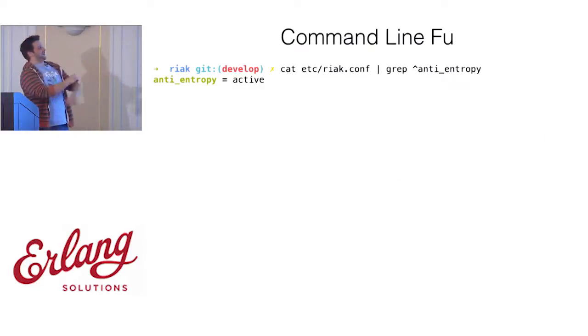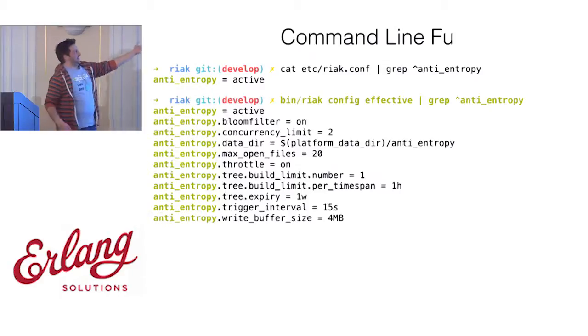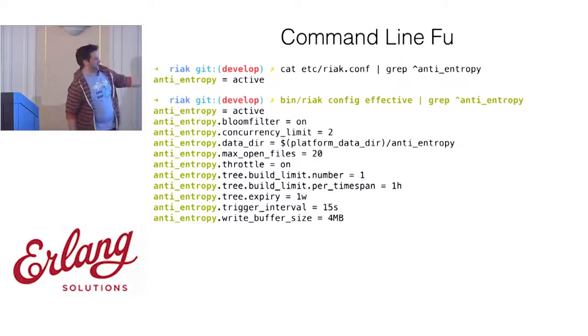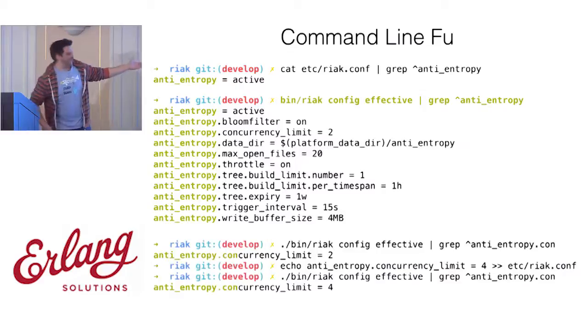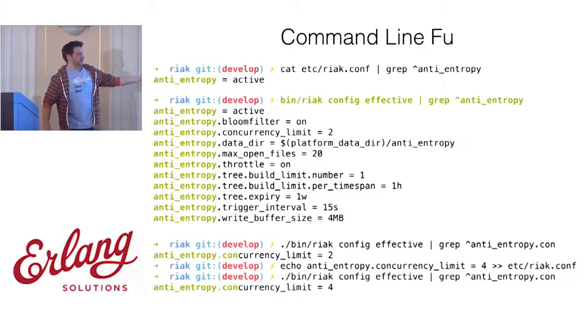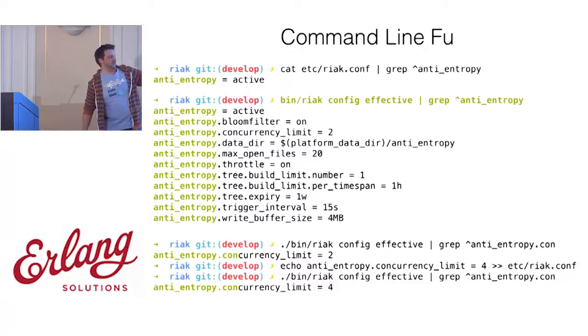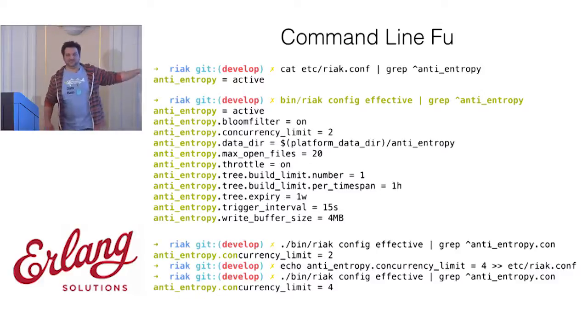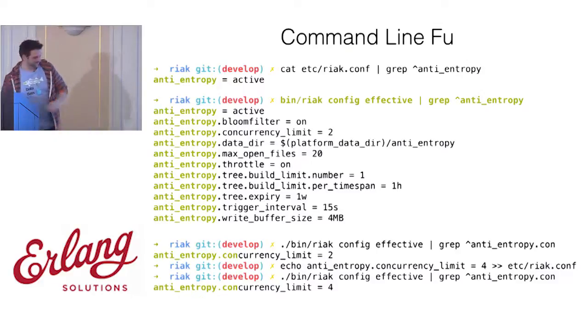You can do cool command line foo with config files that work like this. I don't know if you guys can read that, but I'm catting the conf file and searching for lines that start with anti-entropy. But then I could also cat the effective config file and see all the lines with anti-entropy and see all the different settings that are actually in place here. And then my favorite, this example here where I look at the effective config for the anti-entropy concurrency limit, it's 2. I want to echo anti-entropy.concurrency_limit = 4 into riak.conf. Well, now the effective config says it's 4. So this is just the last write wins thing again, but I think it's cool. So there it is on my slide.